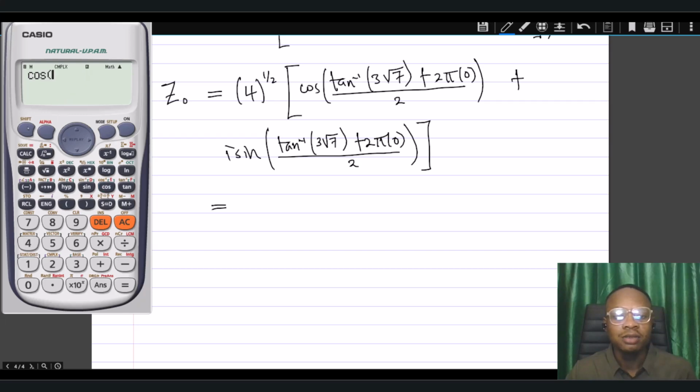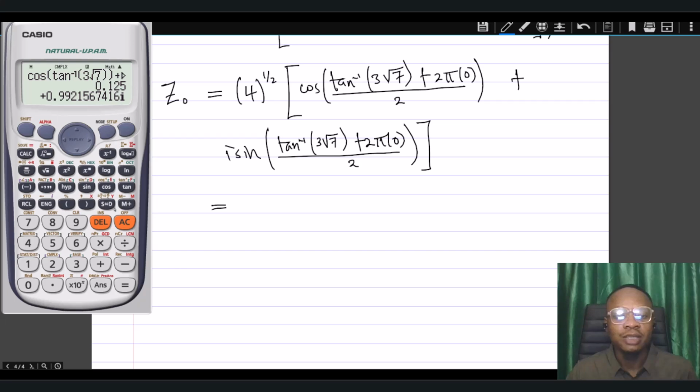Cosine of, so I want to put this inside, tan inverse of 3 root 7, then come out here, close that and close the second one. Then plus I multiplying the sine of the tan inverse of 3 root 7, then close this off, and this as well. Let's see if it gives us actual numbers. The cosine part gives us 1 over 8, which looks good.